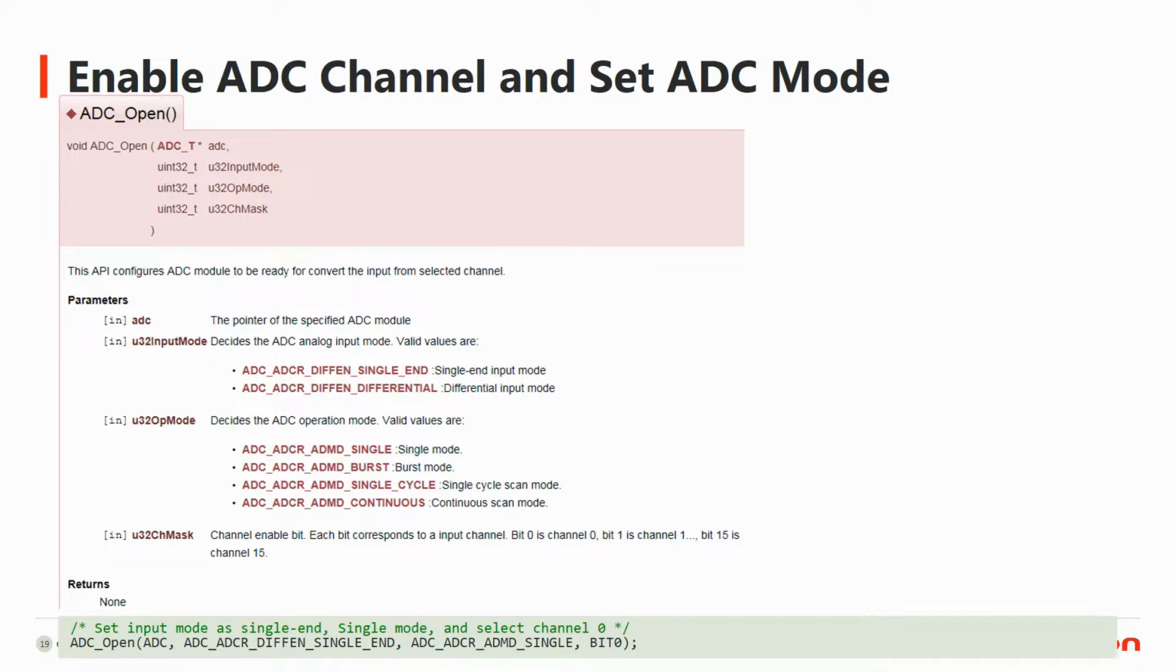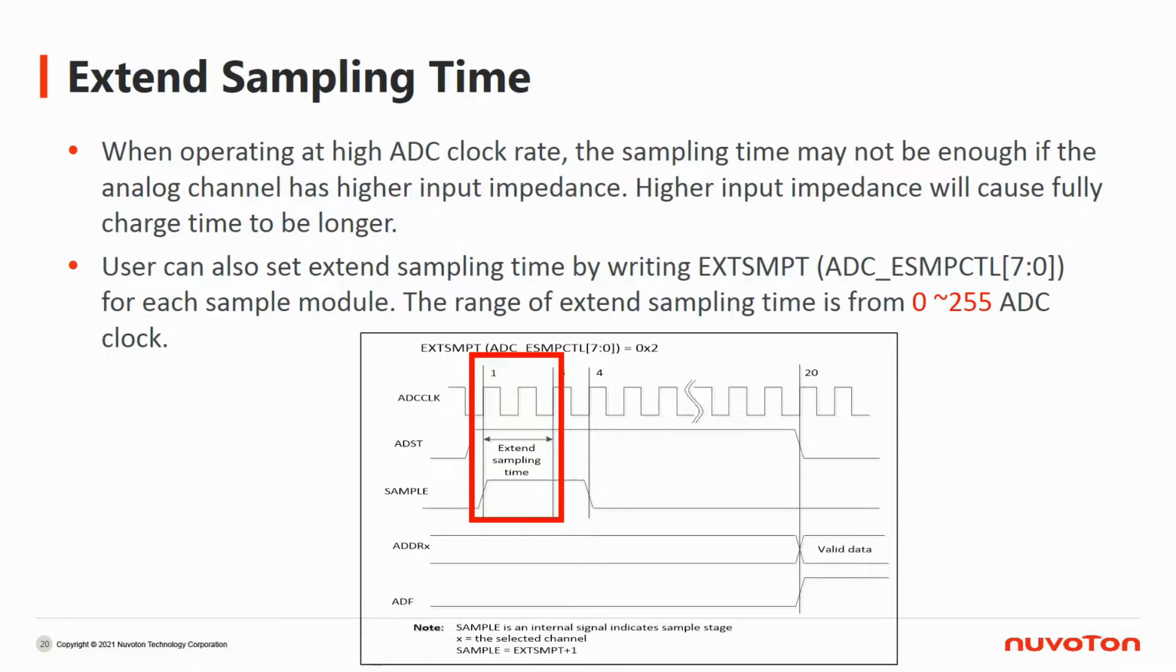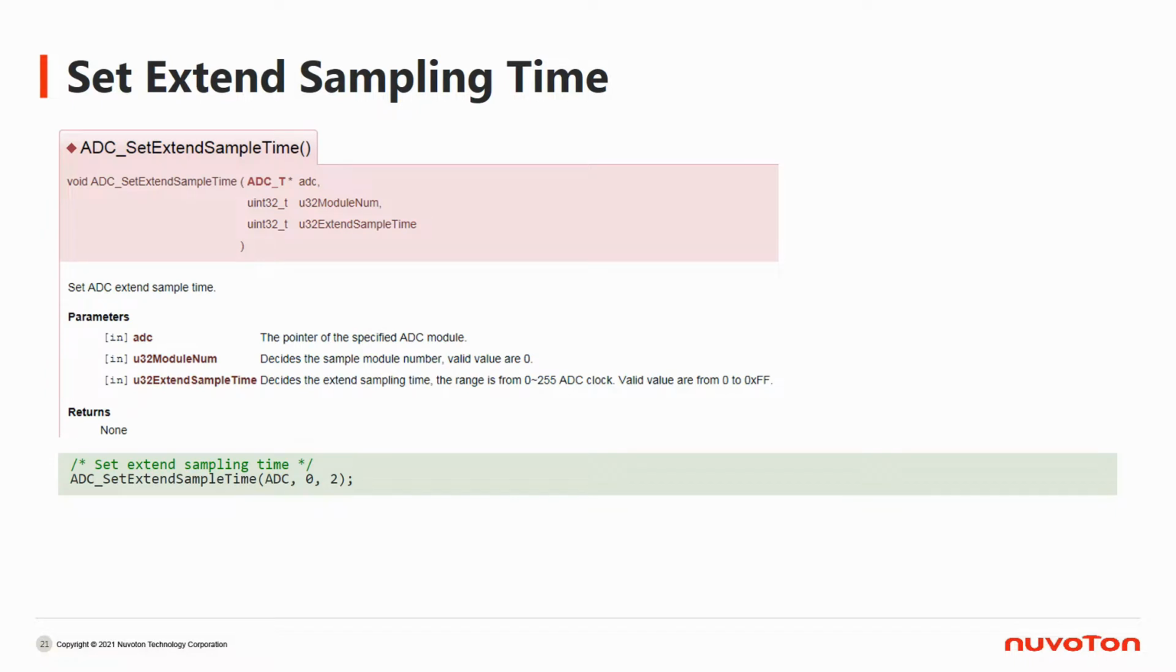In the example, channel 0 is enabled as single-end input mode, and the ADC operation mode is specified as single mode. We have mentioned before that we can extend the sampling time by setting extend sampling time. By the extend sampling time, the channel will have more time to charge the capacitor. The maximum extend sampling time is 255 ADC clocks. Extend sampling time can be set by the function below, ADC set extend sample time.